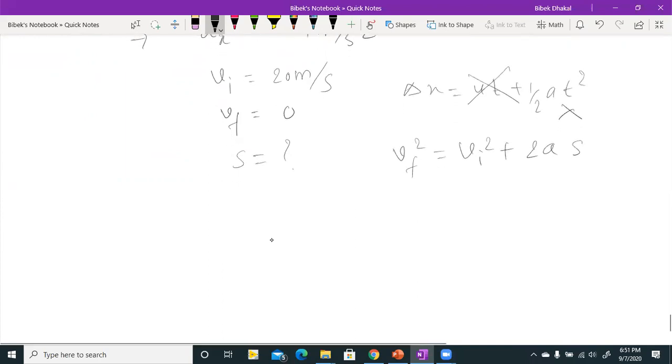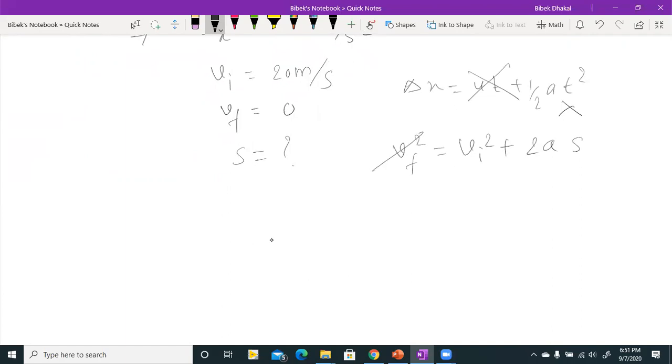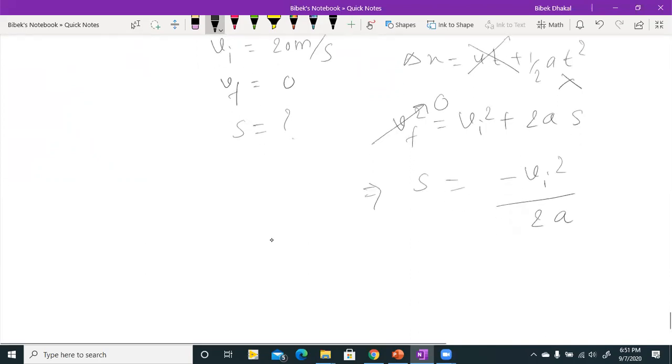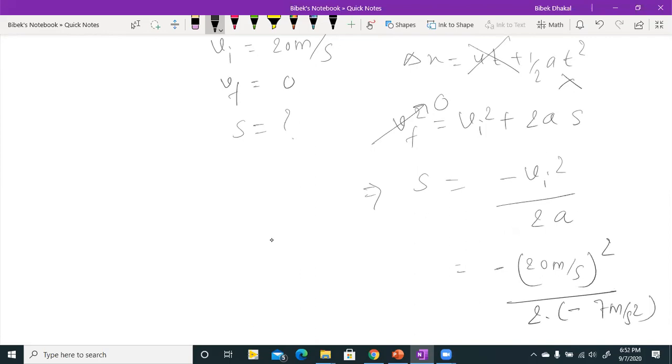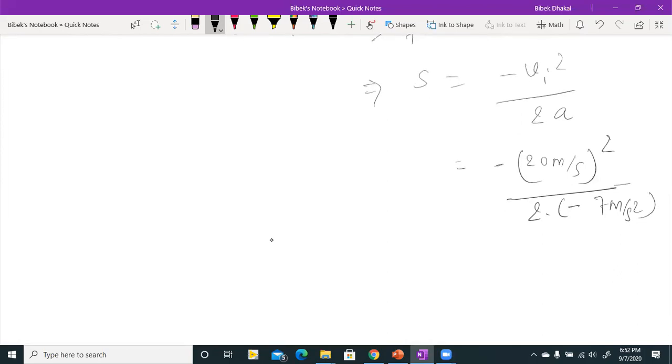acceleration times the distance. So your final velocity is 0, right? And the distance is, if you do the math right, v initial square over 2a, and that is -20 meter per second squared divided by 2 times -7 meter per second square. So this gives you the total distance of about 28.6 meter. So this is your braking distance.